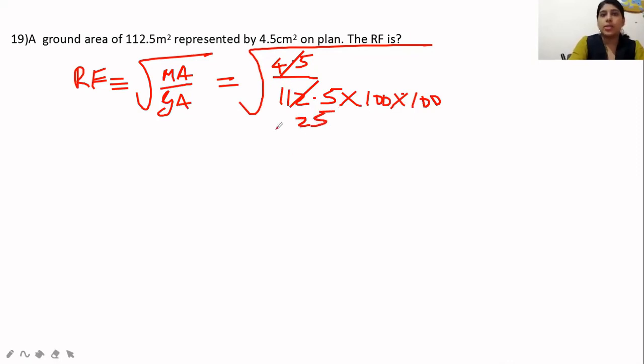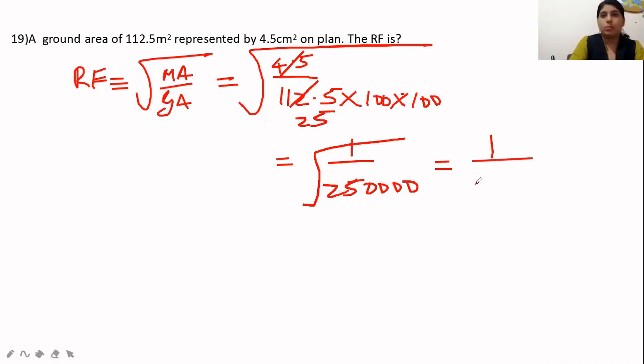So what is the square root of 1/25000? What is the square root of 25? You know it is 5. So 1/5. Then out of these 4 zeros, we have to take 2 zeros. This is easy for me. So this is the representative fraction of this question. Thank you. So next question.